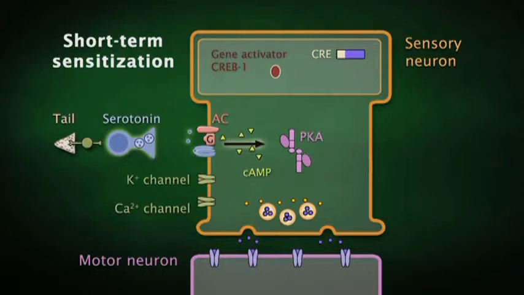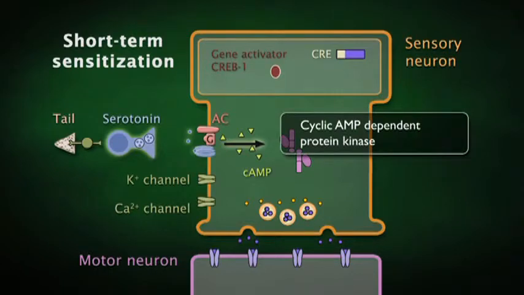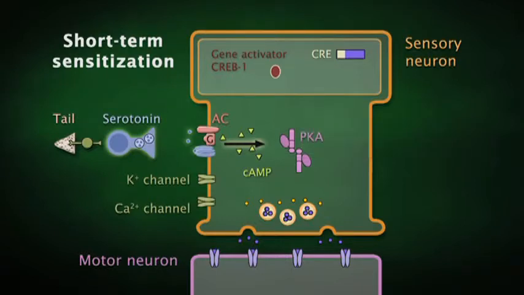Cyclic AMP activates a particular molecular machine called the cyclic AMP-dependent protein kinase. That is abbreviated protein kinase A, PKA. Cyclic AMP-dependent protein kinase has two subunits, a regulatory subunit and a catalytic subunit. I've indicated the regulatory subunit as a spindle-shaped structure and the catalytic subunit as an oval-shaped structure. The regulatory subunit inhibits the catalytic subunit under normal circumstances.